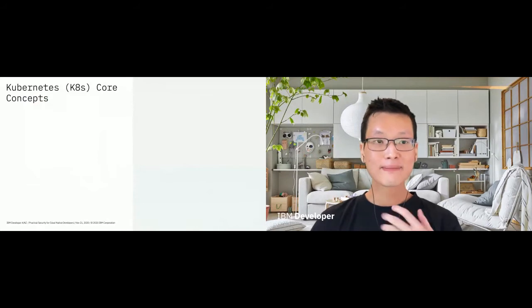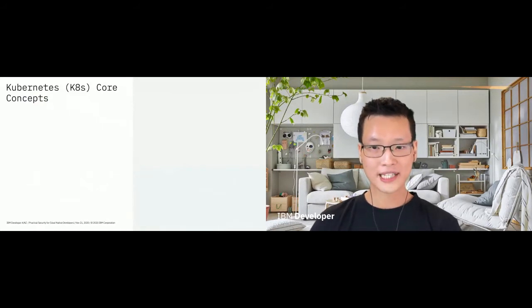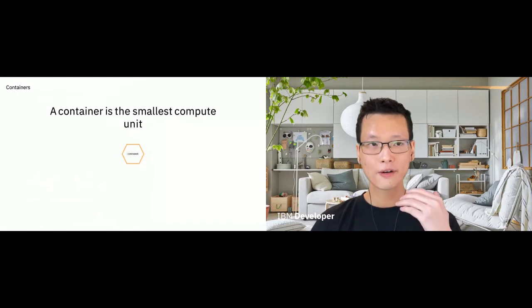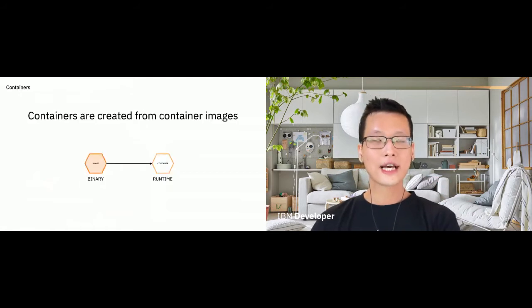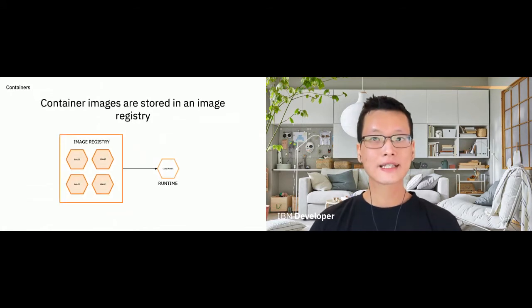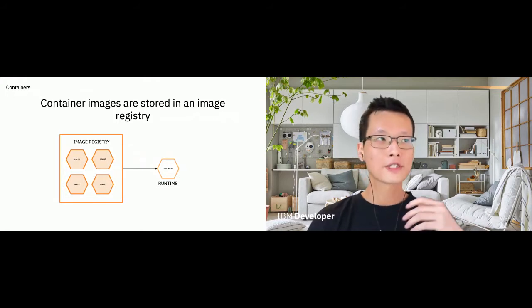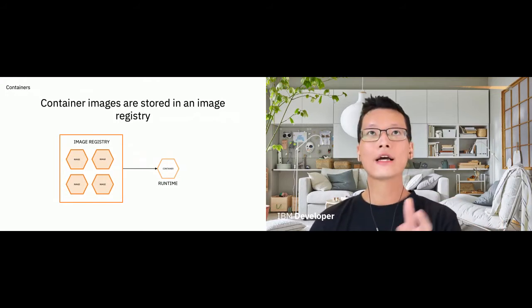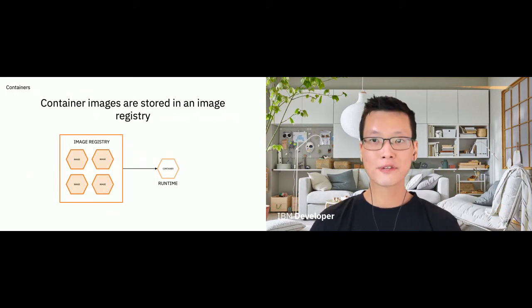So let's begin with some core concepts about Kubernetes. The container, if you come from a world of Docker, is a smaller compute unit. Containers are created from images, and these images are like layers that let you run the application. The container images are stored inside some sort of image registry. We have Docker Hub, there's also Red Hat Quay, and IBM Cloud has our own container registry, for example.